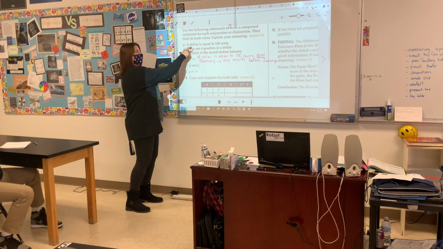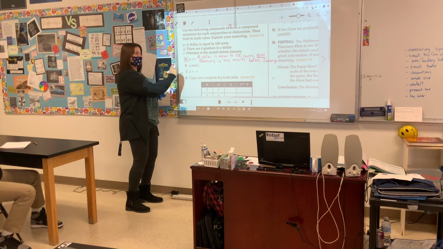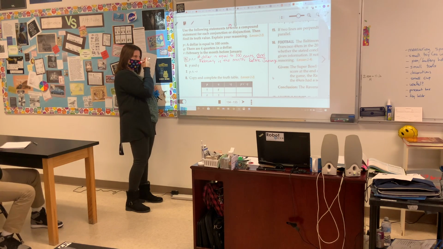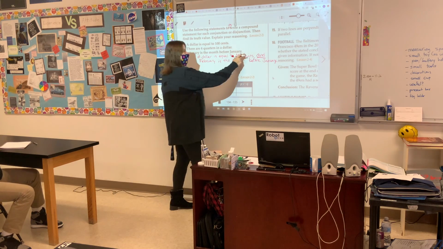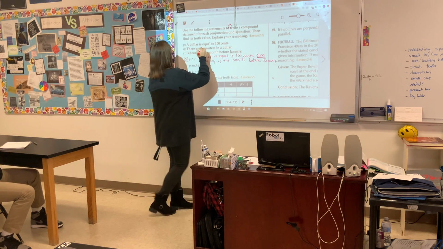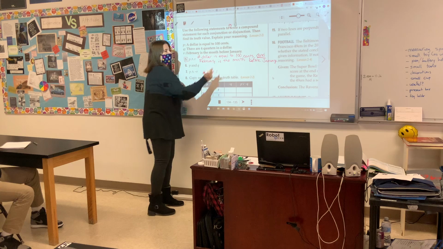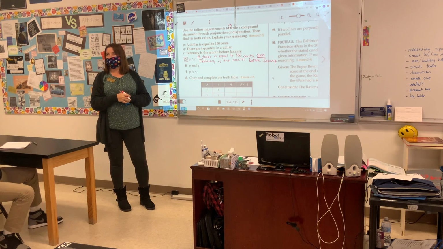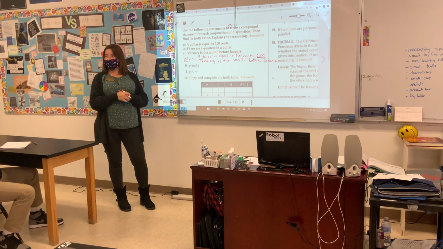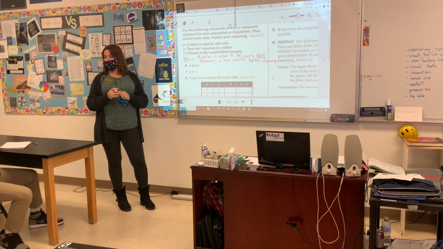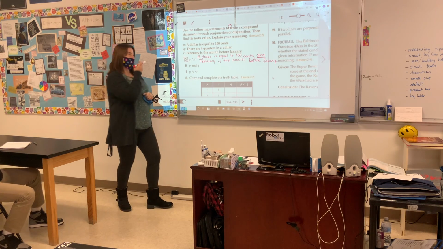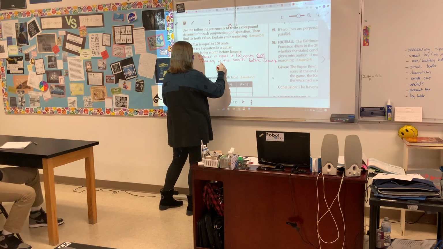So all I have is this part and the next part. I don't have to worry about any nots, but I do have an and. Now, is this a conjunction or a disjunction? What's the difference? Conjunction is and, disjunction is or. Okay? So this is a conjunction.